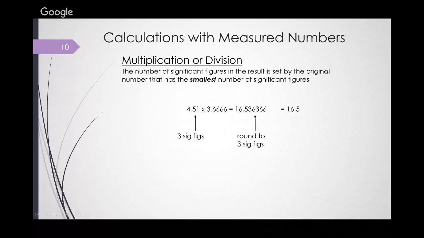So for the 3, I'm looking at what does the 3 do to the 5? The 3 does nothing to the 5, so we end up with 16.5, our 3 sig figs. With division, I have 2 sig figs here. I have 3 before the decimal point, 2 after, which is a total of 5, right? Because we're just looking at the whole number here. 2 sig figs, 5 sig figs.